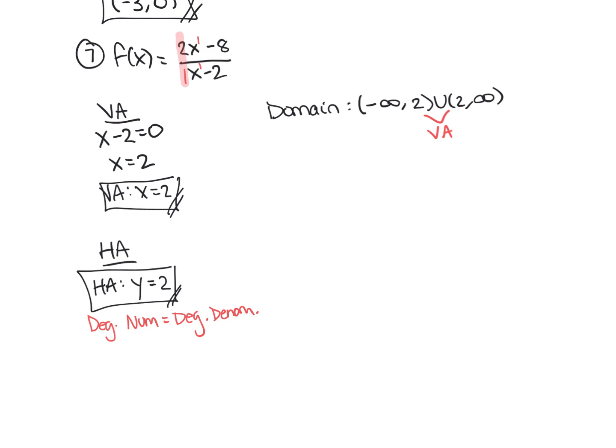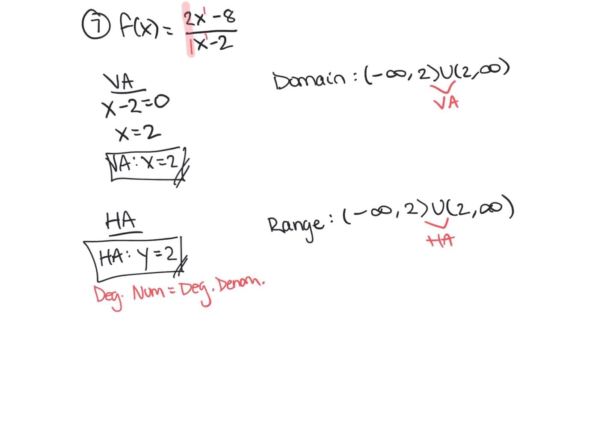And again, we can say that because the degree of the numerator is equal to the degree of the denominator. And now that we have our horizontal asymptote, we can write out our range, which will have a break when we have a horizontal asymptote. So that's going to be from negative infinity to 2, and from 2 to infinity, with a break because of that horizontal asymptote. So we have both of our asymptotes, we have our domain and range. Lastly, let's find our x and y intercepts.